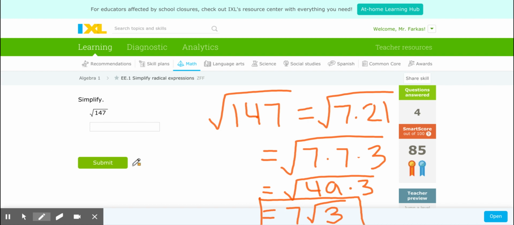Notice when we have two 7s in here, you can think of it like when we have 2 of the same number in here, we get to bring one of them out and the other one goes away. And that's because 7 times 7 is 49 and the square root of 49 is 7. Seven times the square root of 3.